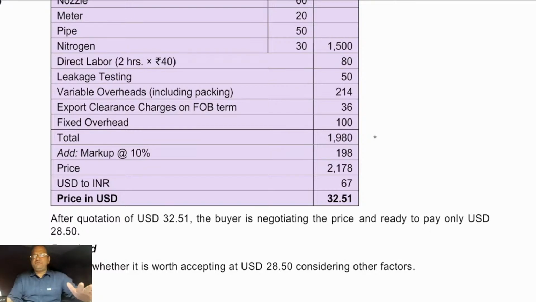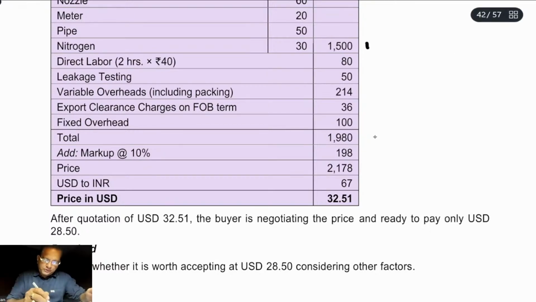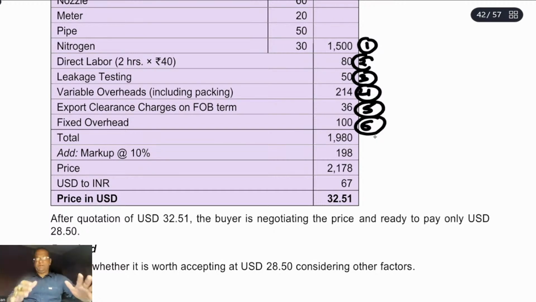I'm giving 3 minutes of time to think on your own. This is cost number 1, 2, 3, 4, 5, 6. There are total fixed costs, including the major category of material. Out of the fixed cost, tell me which are the irrelevant ones and take general assumptions. Okay, chalo beta. 3 minutes of time is available with you.